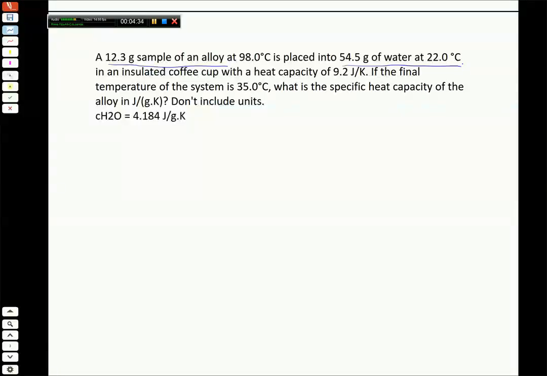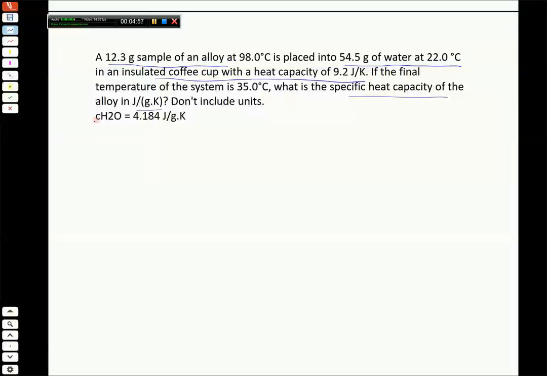And we're told also that the coffee cup that we're placing the water in has a heat capacity of 9.2 joules per Kelvin. So I think this is the part here, the heat capacity of the coffee cup, that we didn't know what to do with, so we'll get into how we use that. And then if the final temperature of the system is 35 degrees Celsius, what is the specific heat capacity of the alloy? So we have all this information, we have to figure out how to use it.